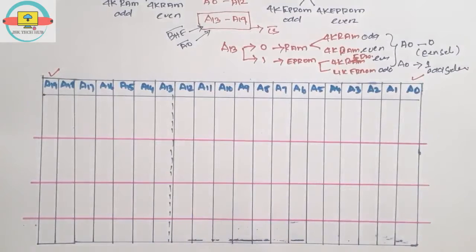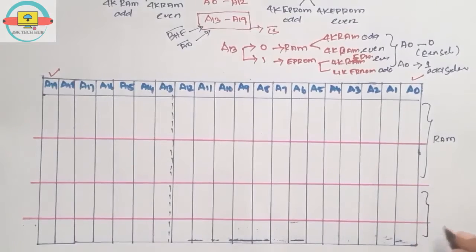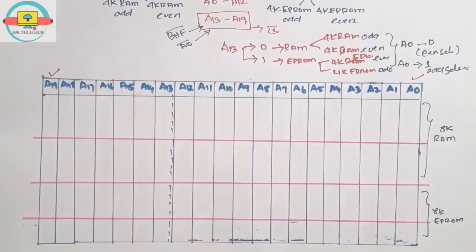So we start to fill in the values for A0 and A13. A0 is 0 for even bank selection and A0 is equal to 1 for odd bank selection. Here the top two segments are RAM type memory and the bottom two segments are 8K EEPROM memory. This is the 8K RAM type memory and the bottom one is for the 8K EEPROM type memory.